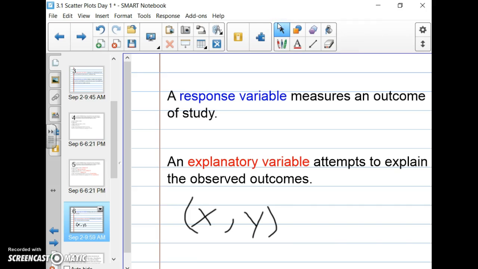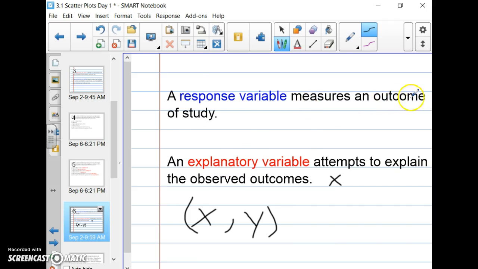Now, I'm hoping you actually paused the video and tried it out. So in class, I got 50-50. Half the class said this one was X, half the class said it was Y, and the same thing for this one here. Now, the correct answer is an explanatory variable is more commonly associated with X.